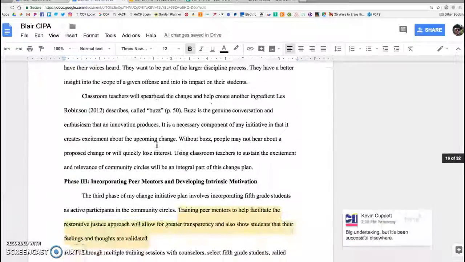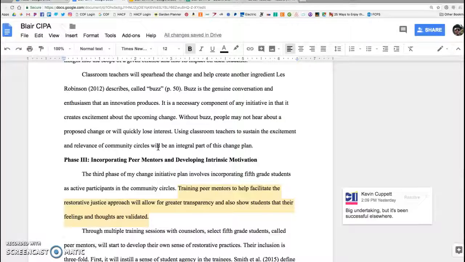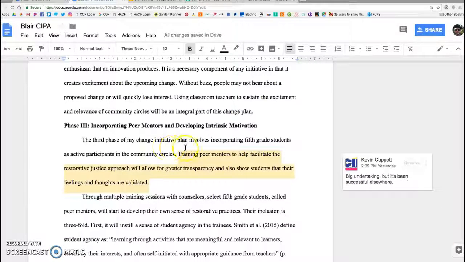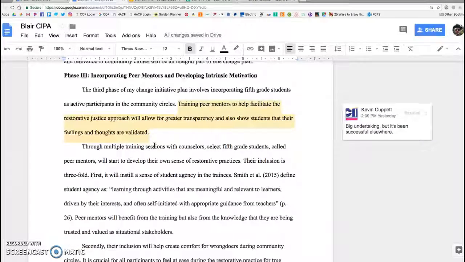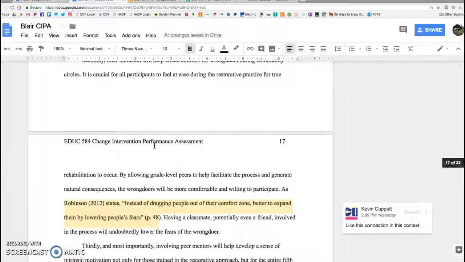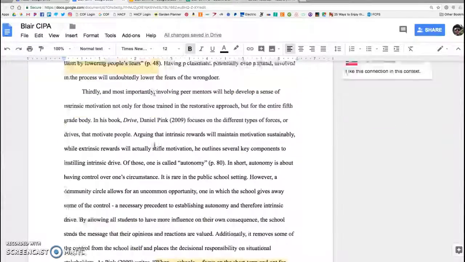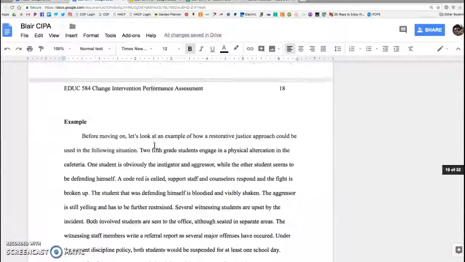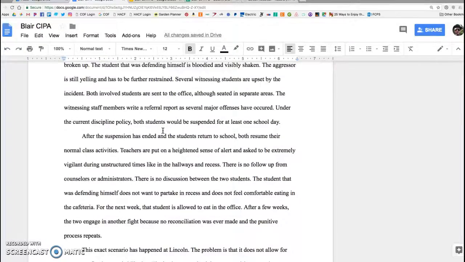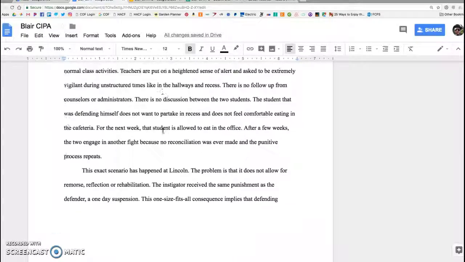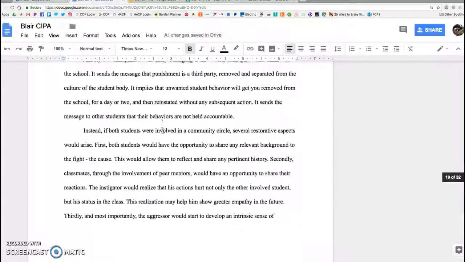Phase 3, incorporating peer mentors and developing intrinsic motivation. Training peer mentors as co-facilitators in community circles will allow for greater transparency and student agency. It'll make the wrongdoer feel more comfortable and also help instill intrinsic drive in our 5th grade students. Walk through an example here about a fight and how it would be dealt with in the current policy and how it could be dealt with in a restorative approach.